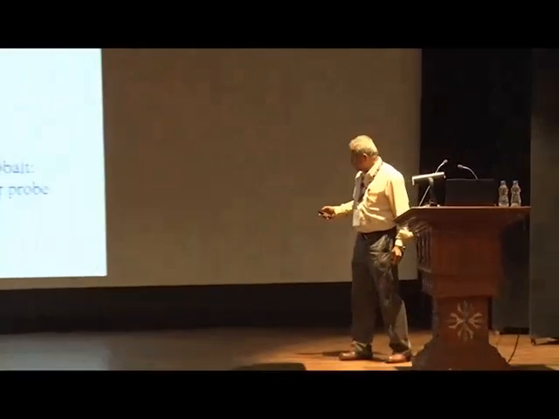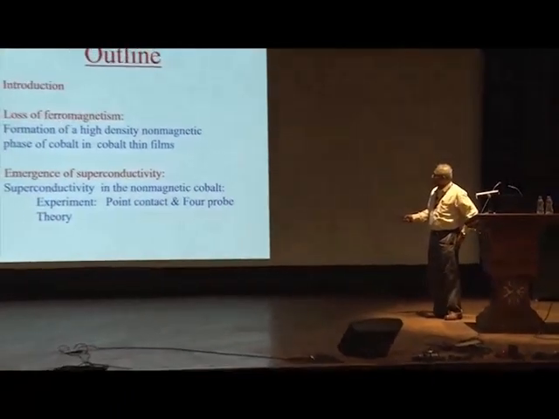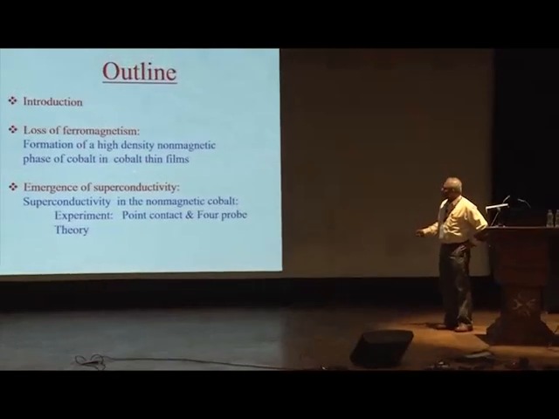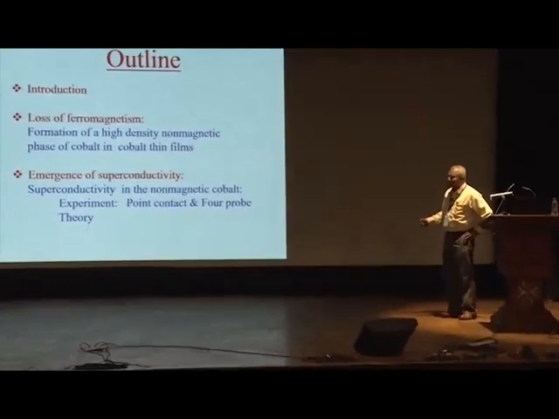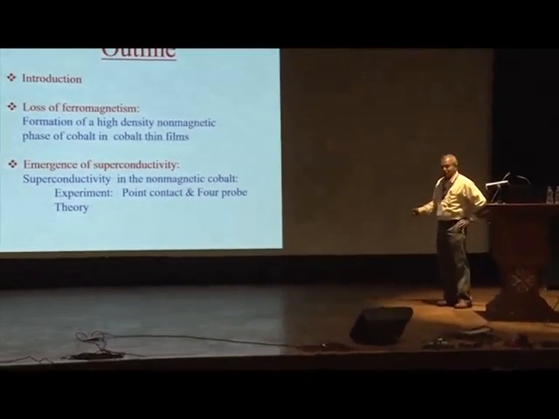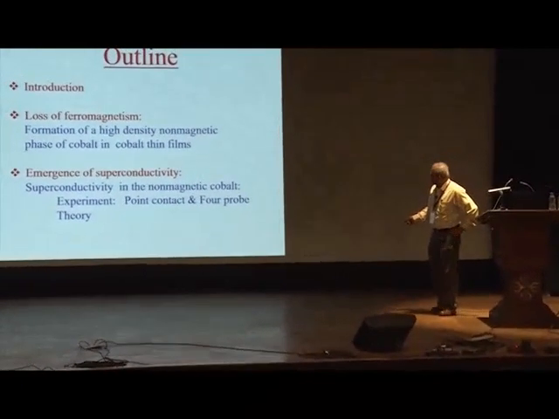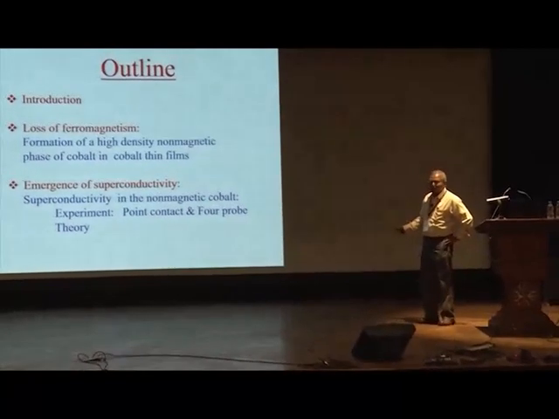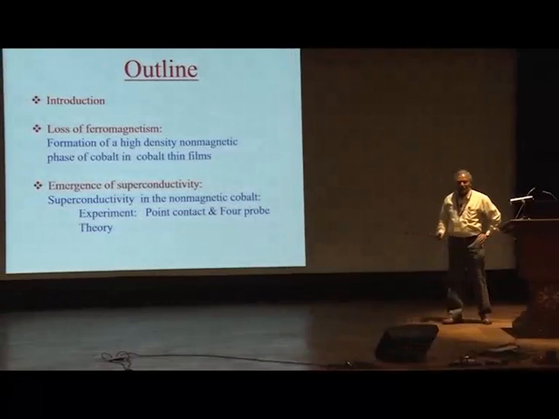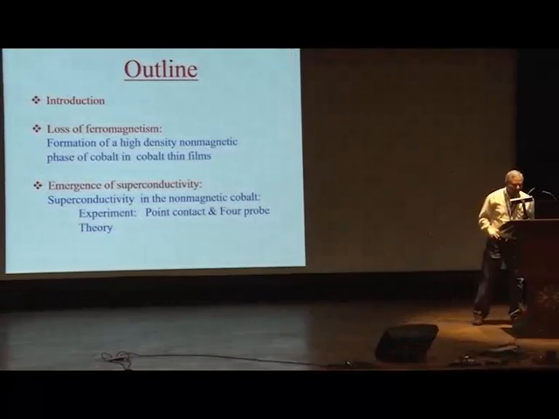So, let's see. After a brief introduction, the first part of the talk will be the loss of ferromagnetism, how we found it in cobalt. The second part is the emergence of superconductivity. Here we'll see that in non-magnetic cobalt you can see superconductivity, in the point contact experiments and the 4-probe. And finally, I'll show some of the theory, how it explains the transition temperature.